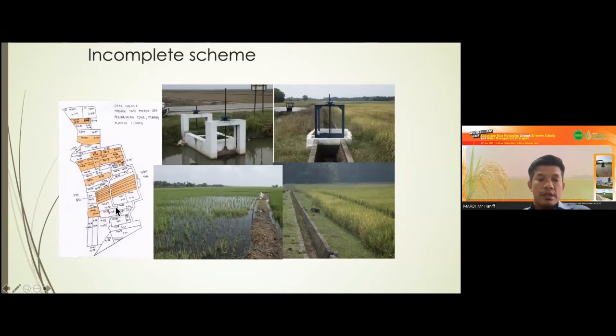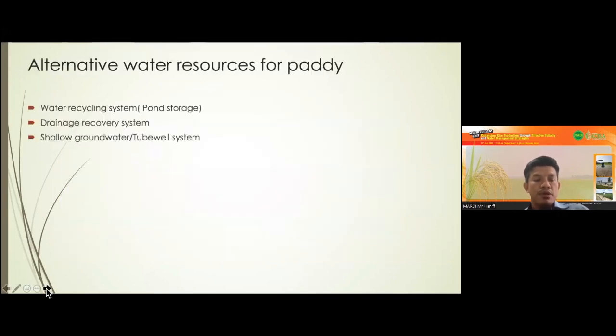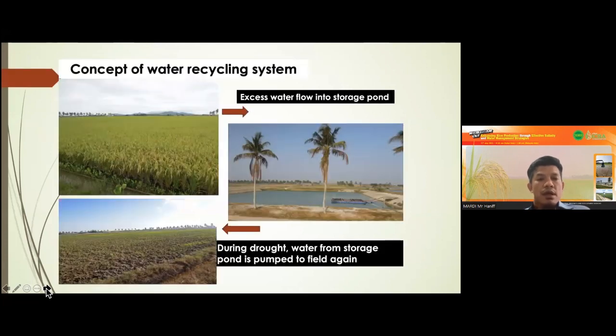So this is another part of water management in Malaysia. Okay, for the approaches and strategies that we have, the alternative water resources for paddy are water recycling system, pond storage, drainage recovery system, shallow groundwater, and tube well system. The concept of water recycling is you harvest the water from the rainfall, and the excess water flows into the storage pond. The water is collected at the storage pond, and during drought or dry season, the water from the storage pond is pumped to fill again. So this is the concept of water recycling.